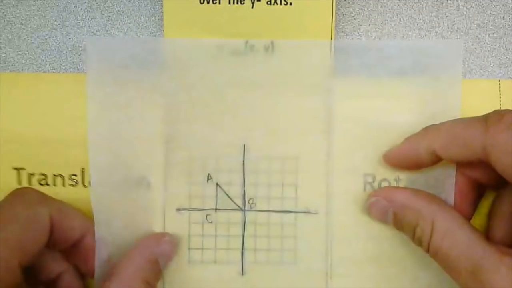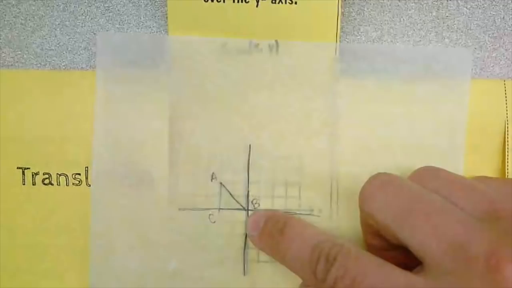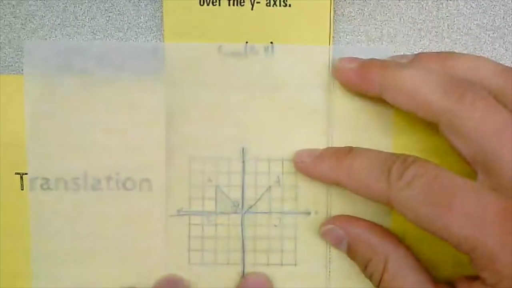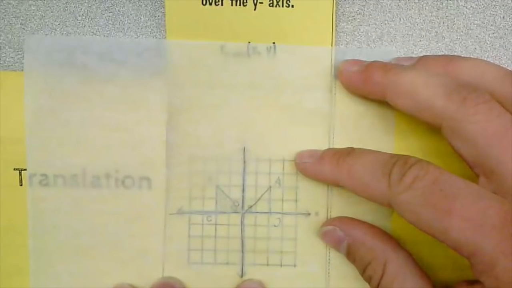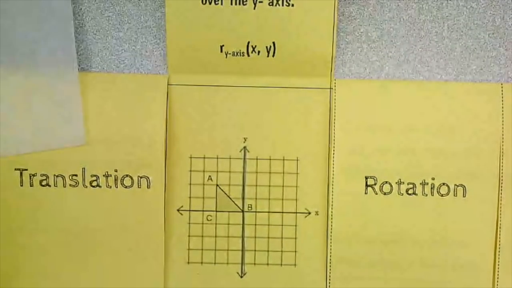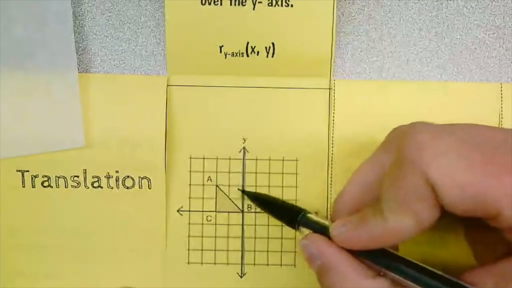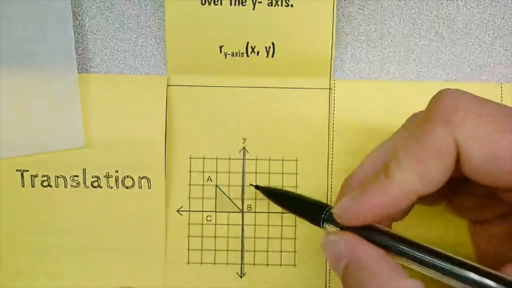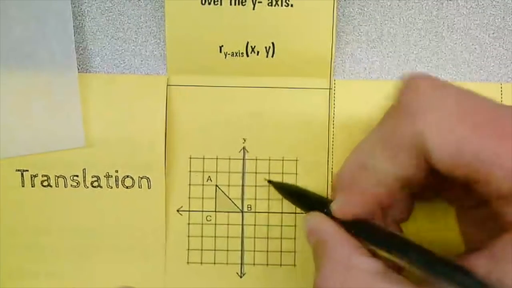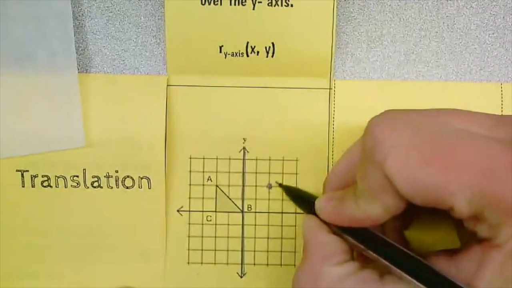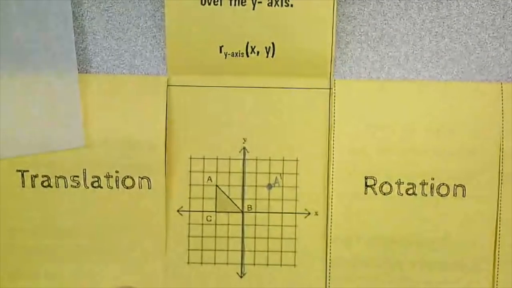Here's where it started. If I'm going to flip it over this line, that means that the y-axis needs to stay in the same spot, but I flip it. It should end up looking something like this, a little bit backwards of how it started. Right? So you'll also notice that when I did that, the distance away from the axis you're flipping over is the same. So here A started 2 units away, so it needs to be 2 units away on the opposite side. Again, we label it as A prime.